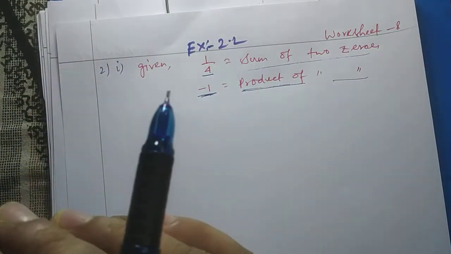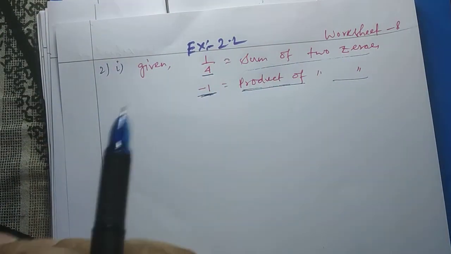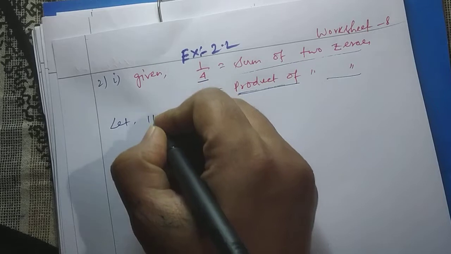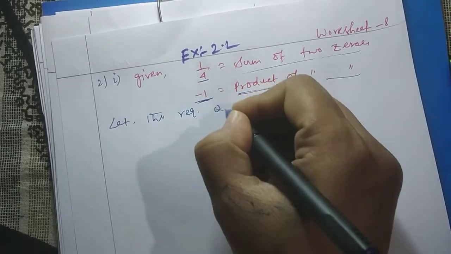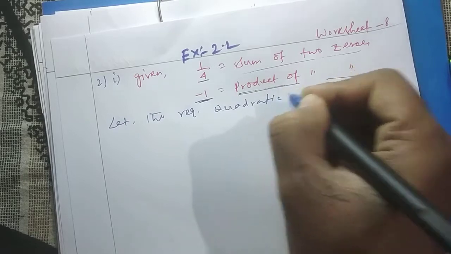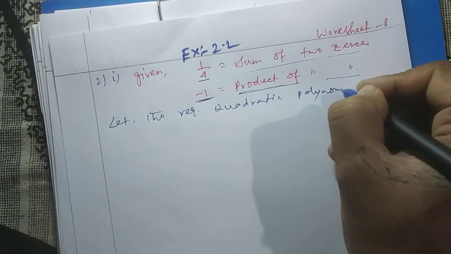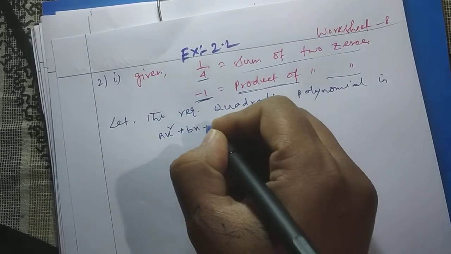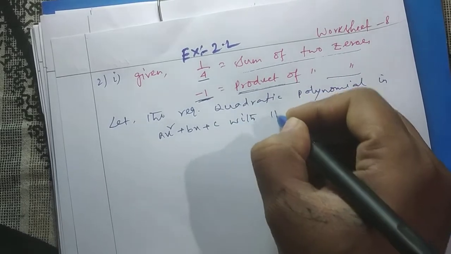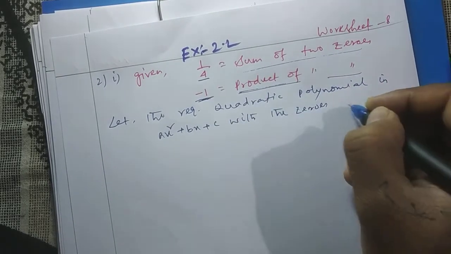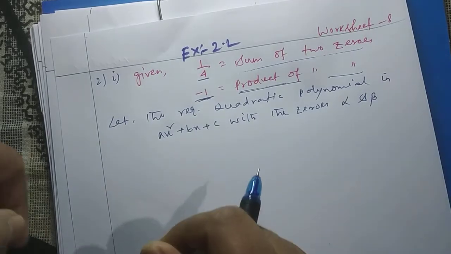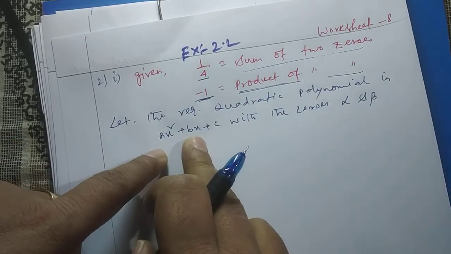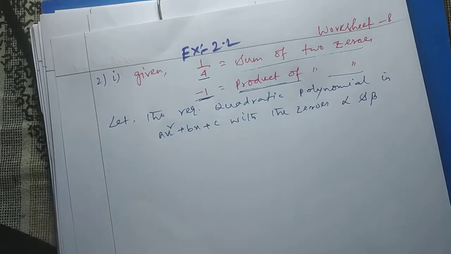So how to start first? Here the starting is very important. Now let us see how to start. Let the required quadratic polynomial is x square plus bx plus c with the zeros alpha and beta. So you have to start in this way. Let the required quadratic polynomial is x square plus bx plus c with the zeros alpha and beta.